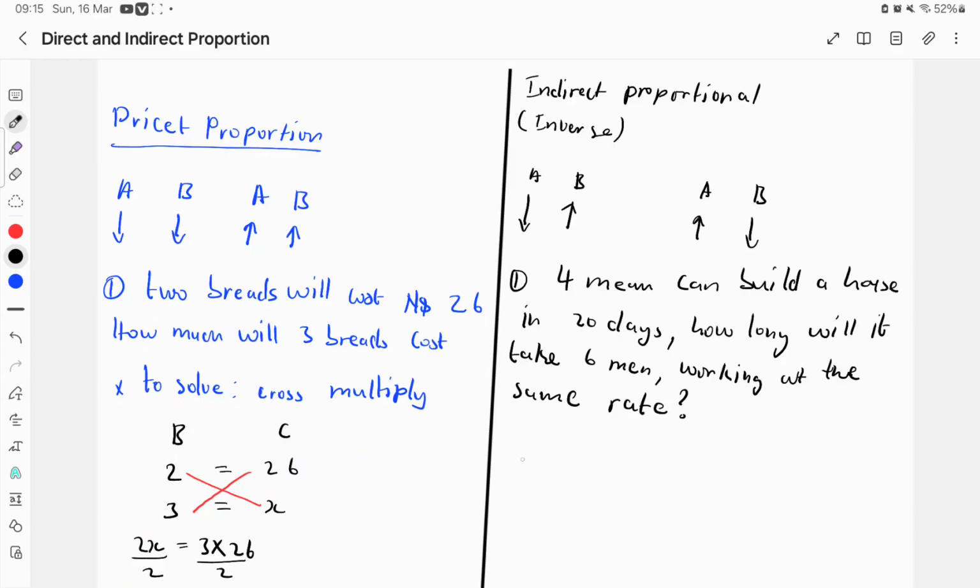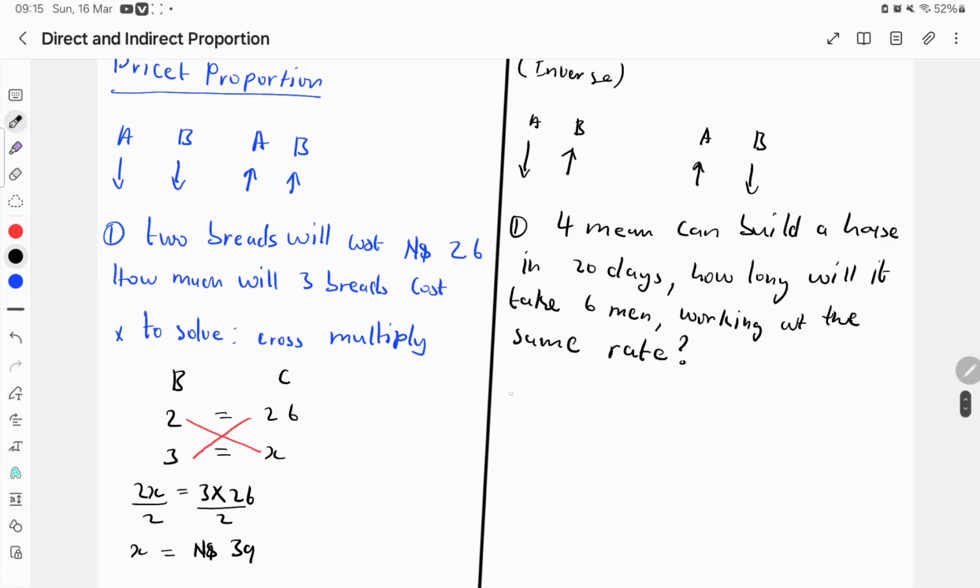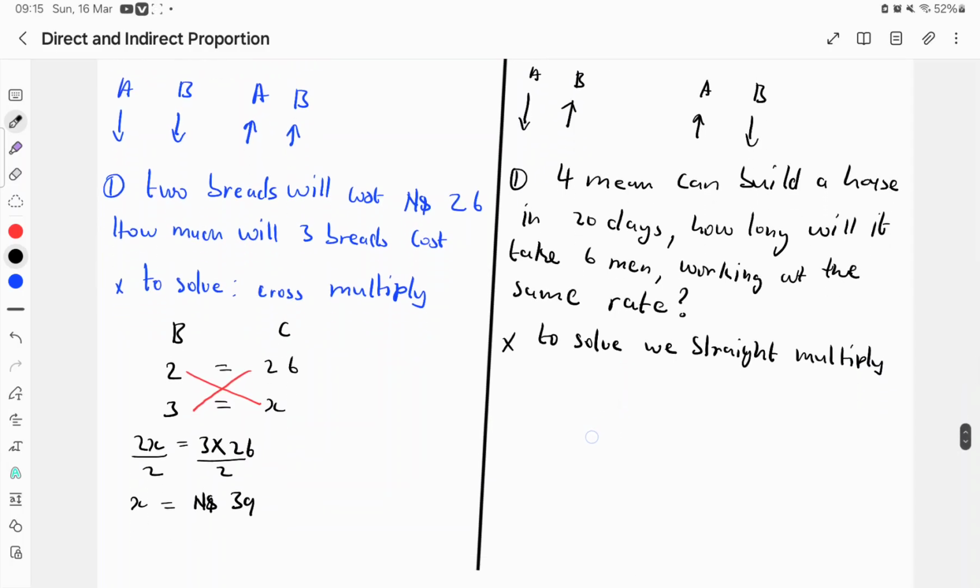Now, how will you solve here? Here, to solve, we straight multiply, okay? Here to solve this, we must straight multiply. So let's look at that problem.